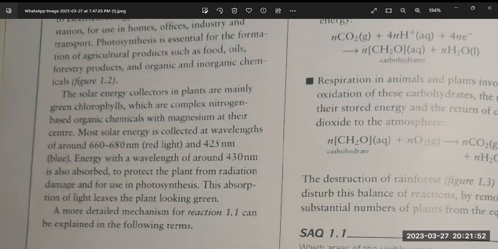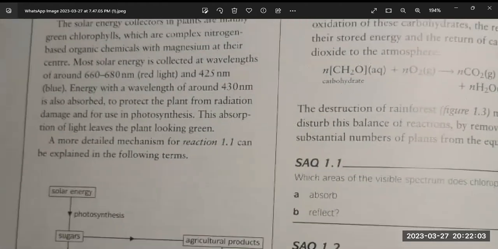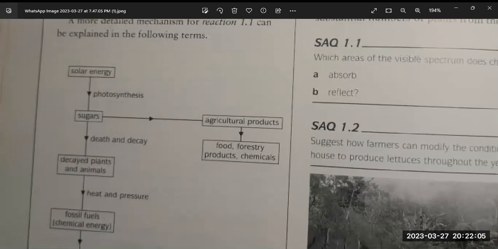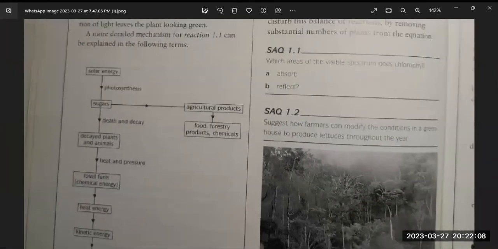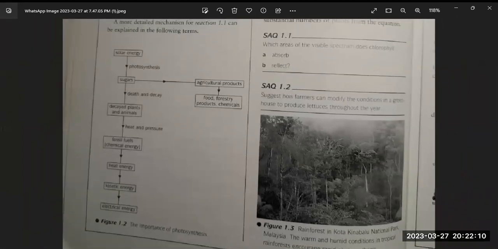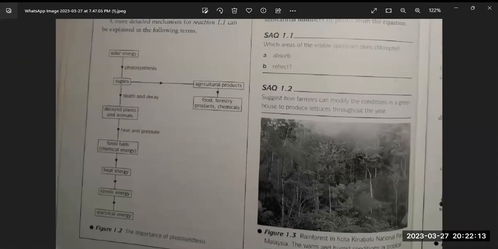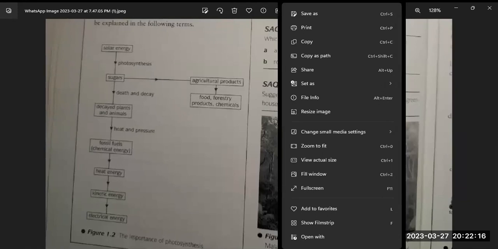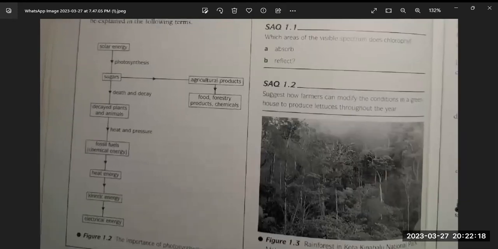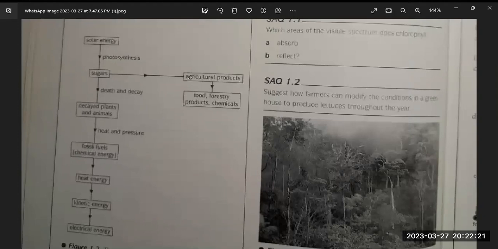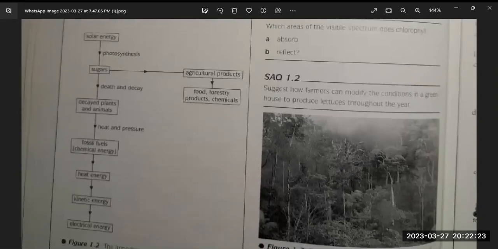Right? It says this absorption of light leaves the plants looking green. A more detailed mechanism for reaction 1.1 can be explained in the following terms. Let us look at the importance of photosynthesis. So talk about solar energy. You have photosynthesis taking place. You're going to be having your sugars being produced.